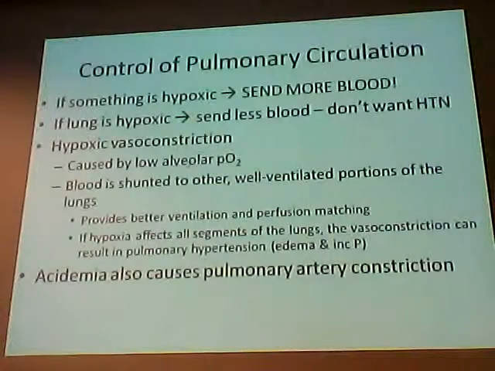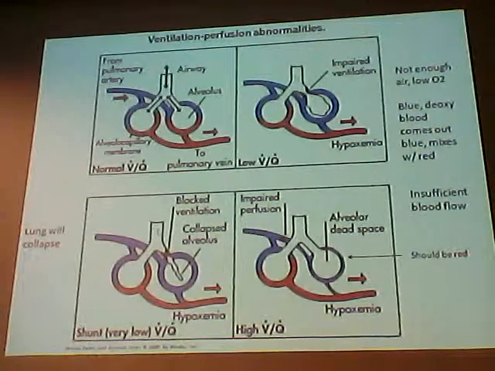Hypoxic vasoconstriction is caused by a low alveolar oxygen content. Blood gets shunted here or there just to make sure you can get as much oxygen perfusion as you could possibly get. And then acidemia is another factor of pulmonary artery constriction. So that relates to this figure here.